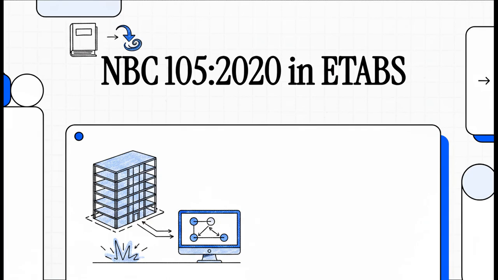Welcome to this explainer. Today we're jumping right into the Nepal National Building Code, specifically the rigorous NBC 105:2020 update, and we're going to translate it into a clear step-by-step ETABS workflow. If you've ever stared at a dense structural codebook and wondered how to actually apply those massive equations to a real 3D model, well, you are in exactly the right place.